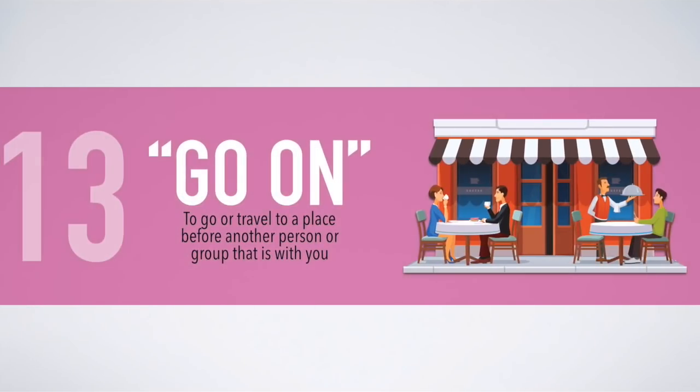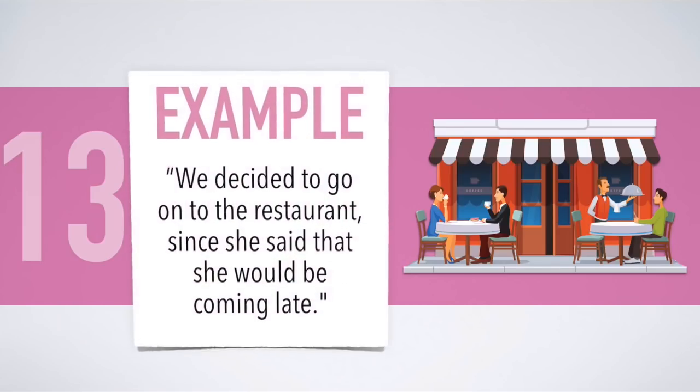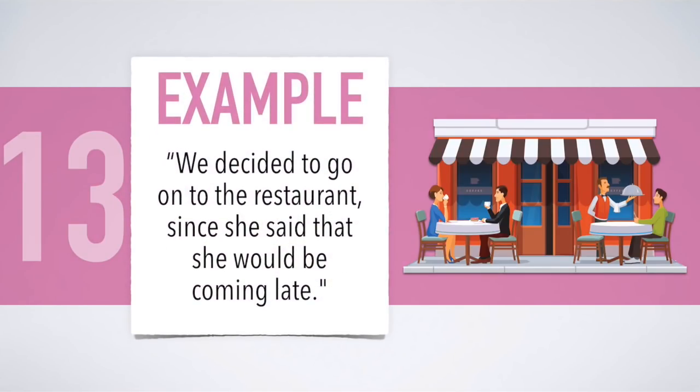All right, number 13, go on. Go on. This means to go or travel to a place before another person or group that is with you. Here's the example. We decided to go on to the restaurant since she said that she would be coming late. All right, so for this one, "go on," we can say "we decided to go ahead," okay? Go ahead to the restaurant, okay? It means going before someone.